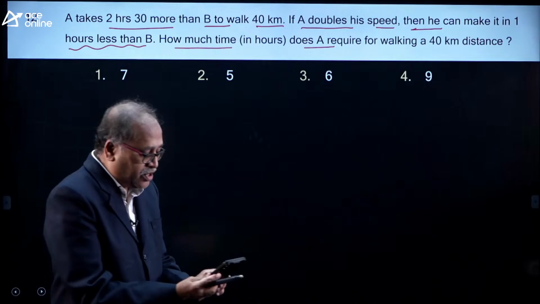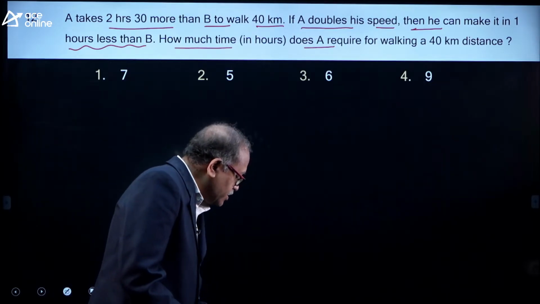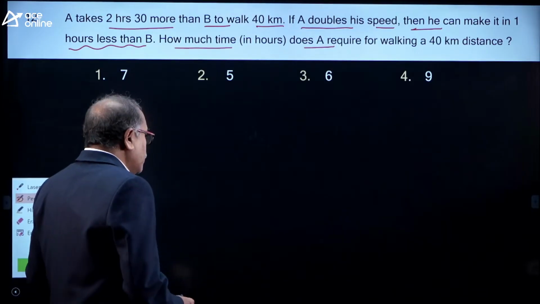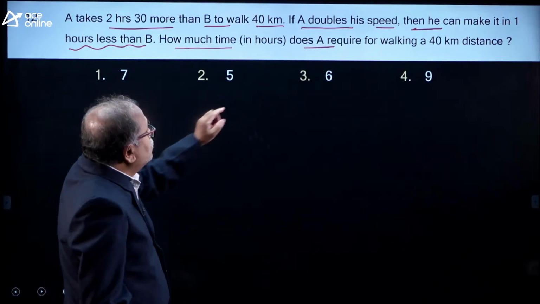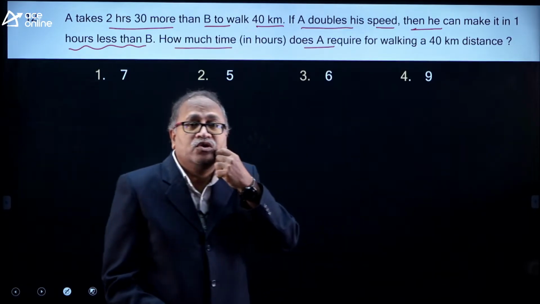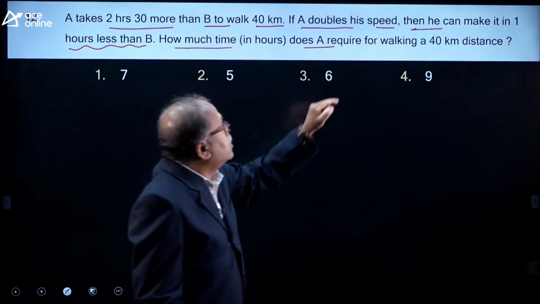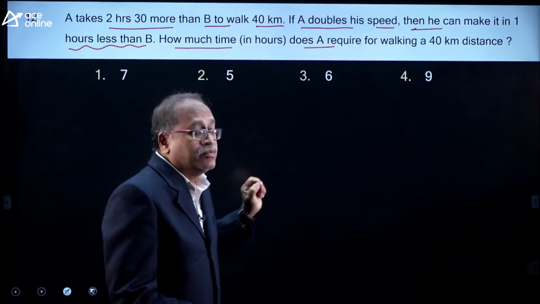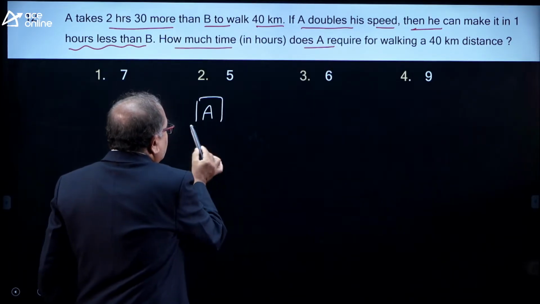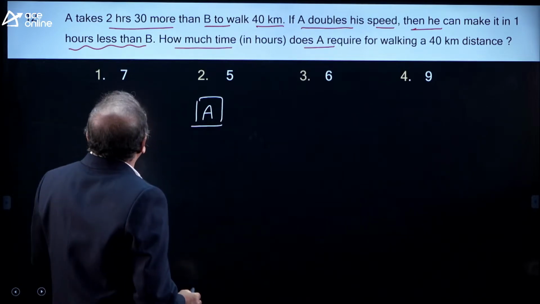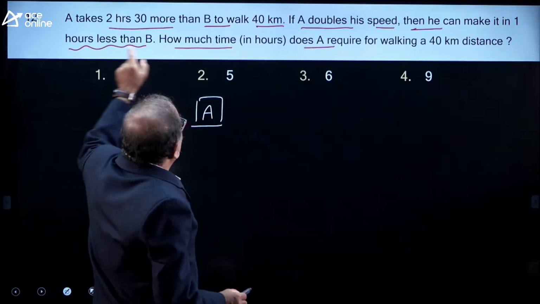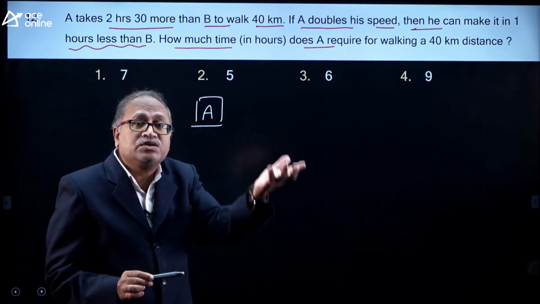Your time is up. Now, I will answer the question. Mr. Sheikh, you said 6 hours. You are asked to find out how much time A requires to walk 40 kilometers, so I need the speed of A. I will work for A with all the given information: in one case 2.5 hours more, and here 1 hour less, when the speed is doubled.